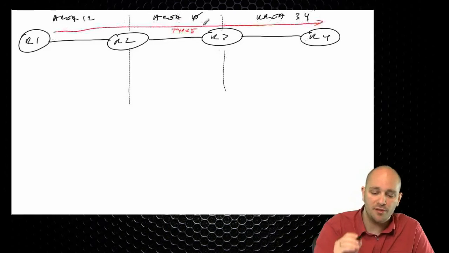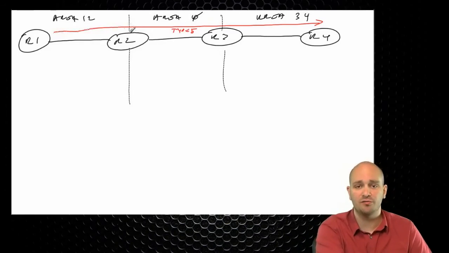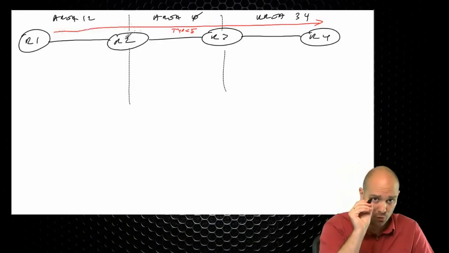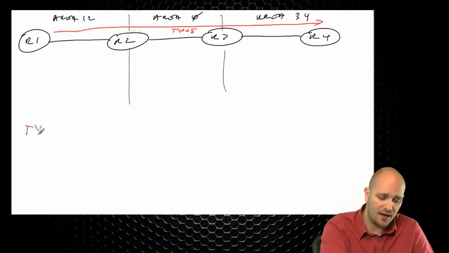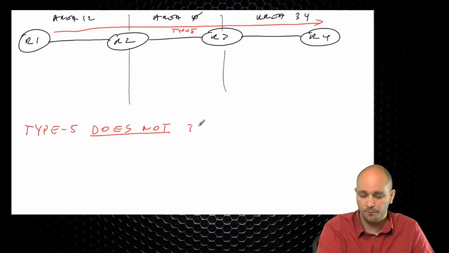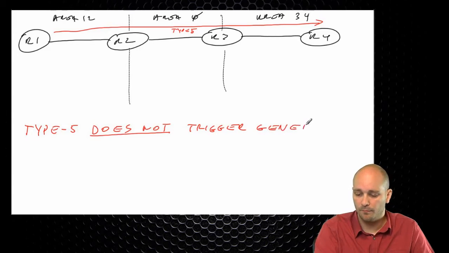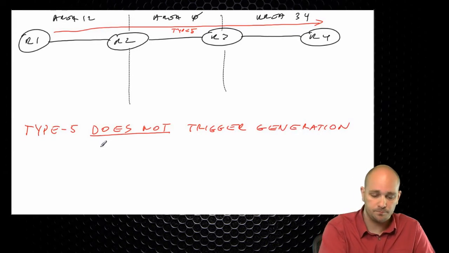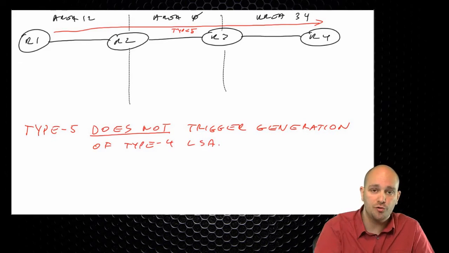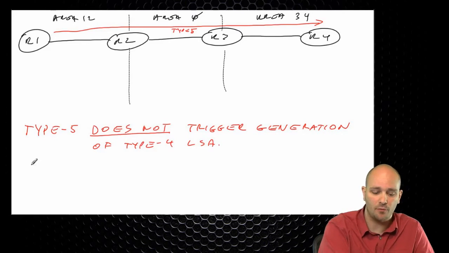Now, the important thing to know is that the presence of this type 5 does not trigger generation of type 4 LSA. So I'm going to write that down in red. Type 5 does not trigger generation. There are 2 triggers that generate type 4 LSAs.